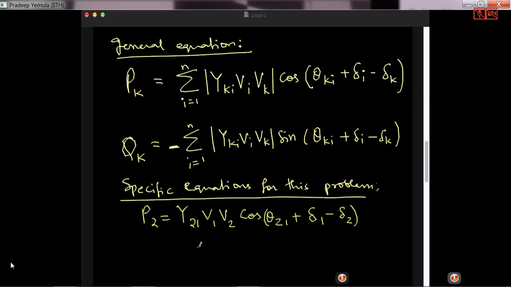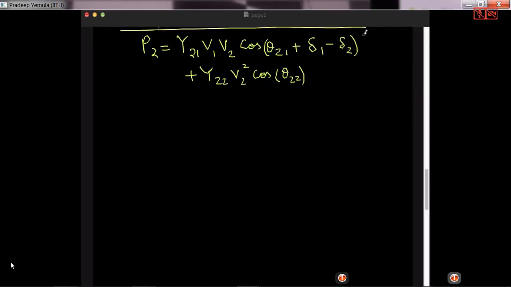So this is one term and another term will be y22 v2 square cos of theta 22. So here delta 2 minus delta 2 will cancel out each other. So this is the first equation. So let me mark this as equation 1 or equation A.